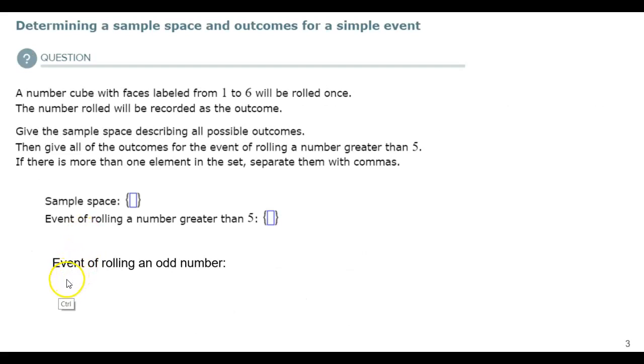Okay, so we have a cube with 1 through 6 on it, kind of like a dice. The number rolled will be recorded as the outcome. Give the sample space, then give the outcome of an event of rolling a number greater than 5. If there's more than one element in a set, separate them with a comma. A set is like everything that we'd have. So when we roll the cube, we can get a 1, 2, 3, 4, 5, and 6.